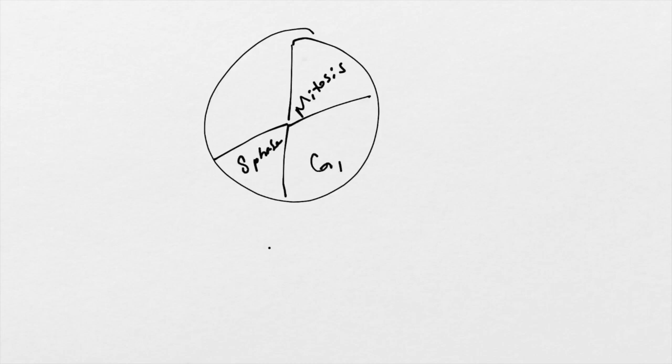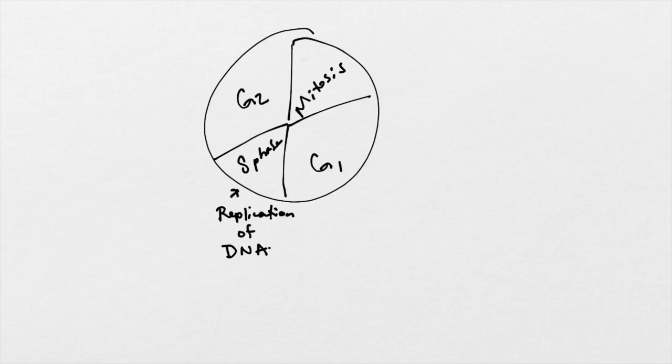And in interphase, you have G1, S phase, and G2. All right, now, what happens in S phase of interphase? Synthesis of, not protein, DNA. So during S phase, you've got replication of DNA.